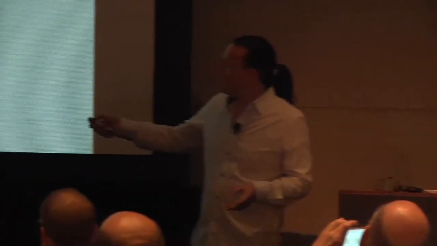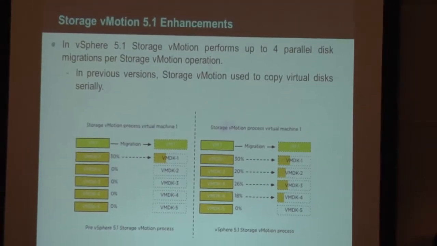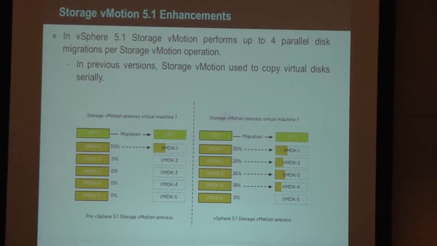Storage vMotion. Previously, if you had multiple disks on a VM, it would happen serially. So it would move the first disk, then the second disk, and so on. Now you can do up to 4 parallel copies of the disk at the same time. So it will start all 4 storage vMotions at the same time, and when the first one completes, if you have a 5th one, it will start the 5th one. So now storage vMotion is much faster and much better.